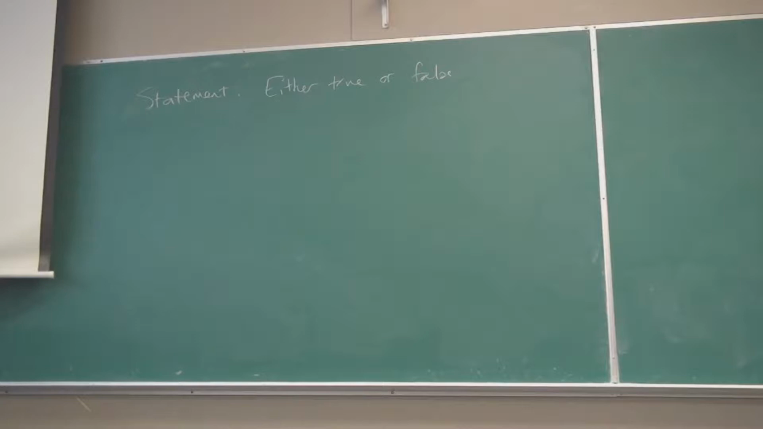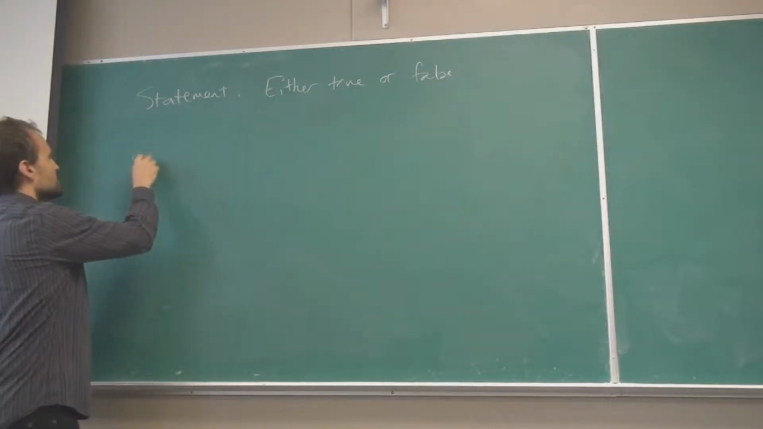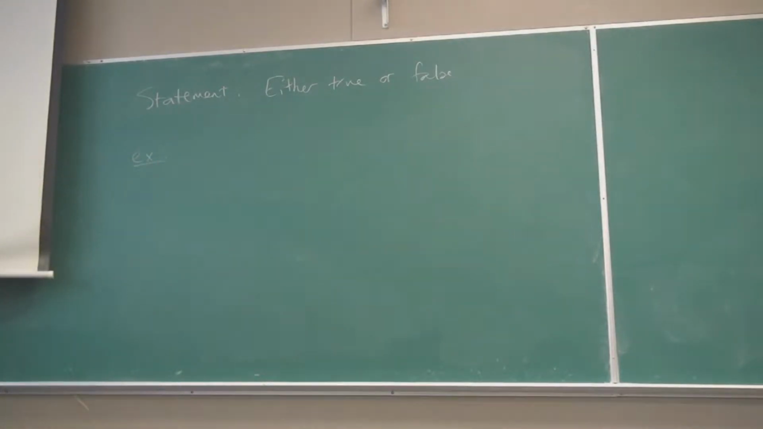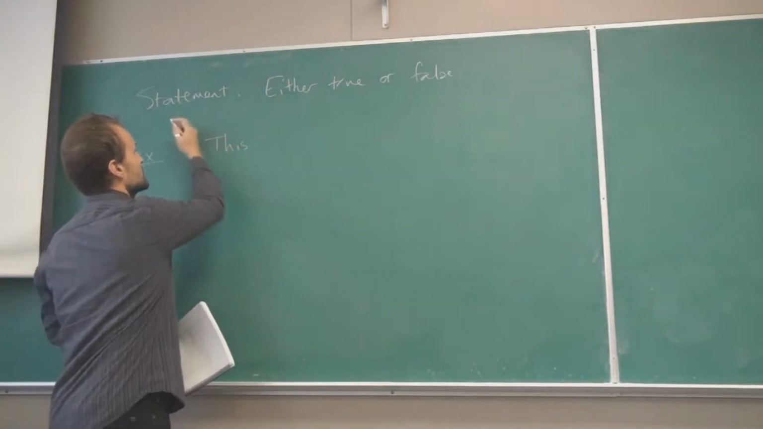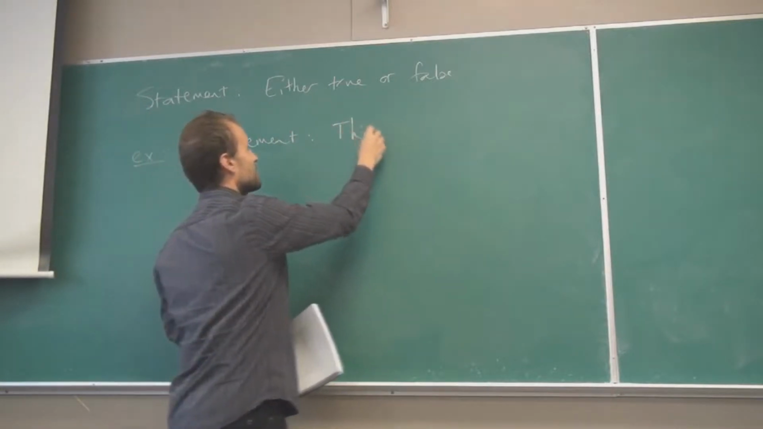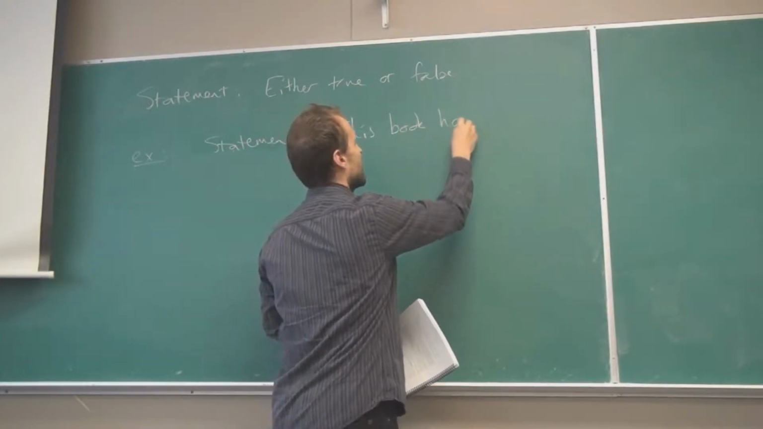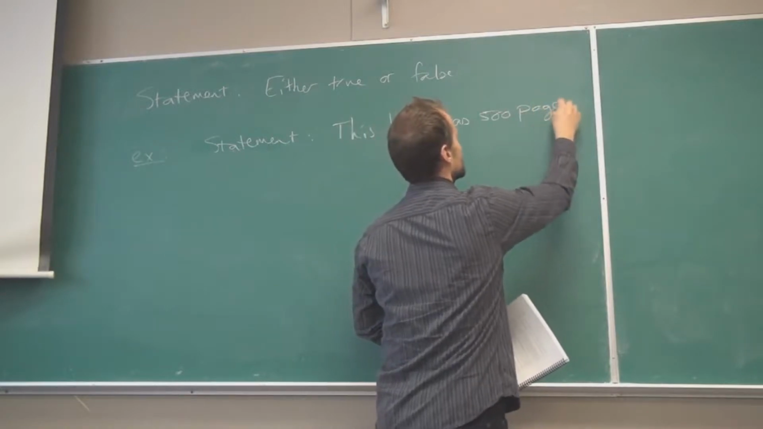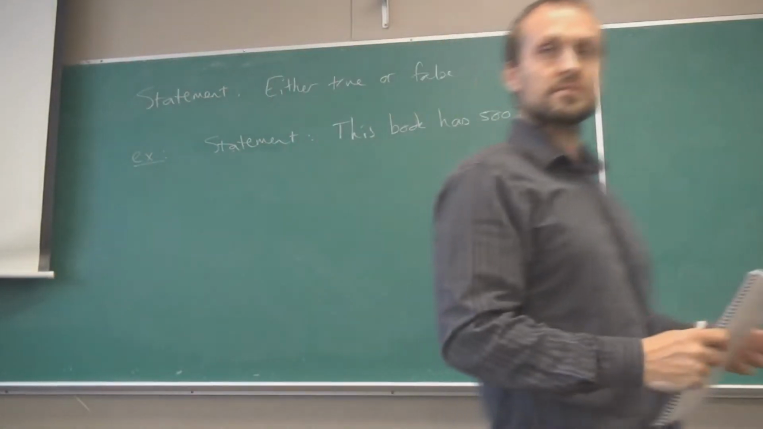So in order to think about how we say things more carefully, we have a statement. For example, let's take the first one in exercise 2.2. Pretend I have a book in my hand. Oh, I do have a book in my hand. This book, I'm making a statement, has 500 pages. It doesn't have to be true, but it has to be either true or false. Now, clearly, this book does not have 500 pages, so the statement is false.